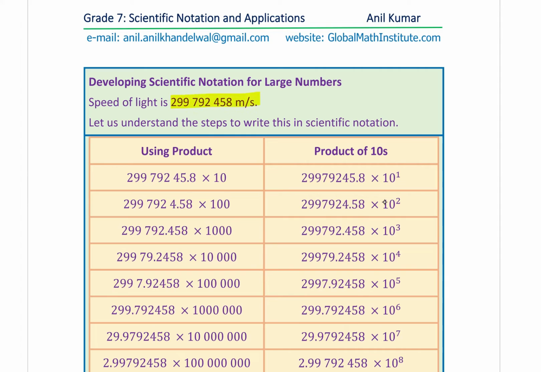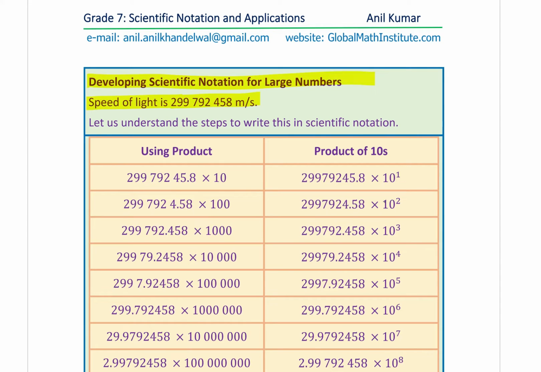Let's take a number. In this case, I've taken the speed of light. We are developing a scientific notation for large numbers in this particular case. So the speed of light is 299,792,458 meters per second. How do we write this in scientific notation? That is the whole exercise. So what we will do here is we'll do it one by one.